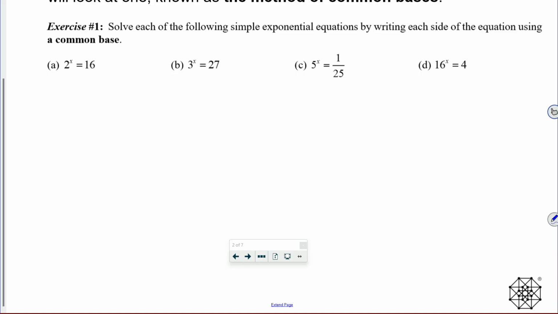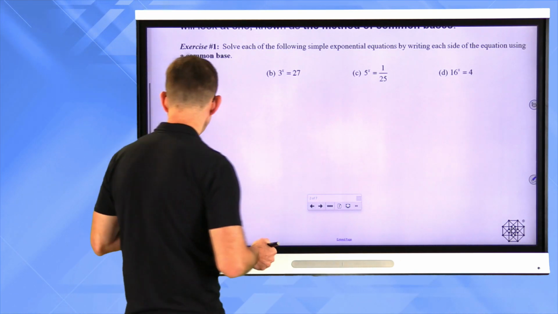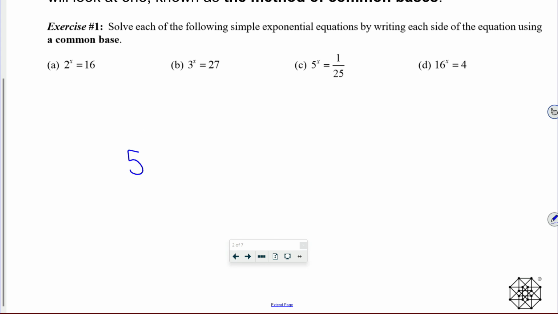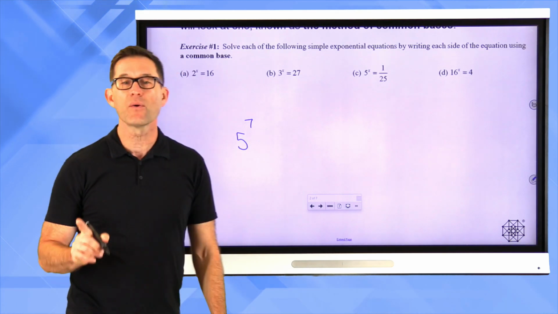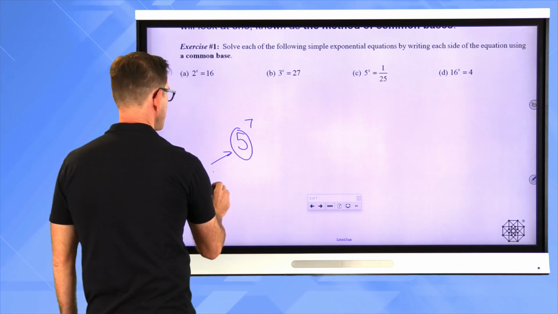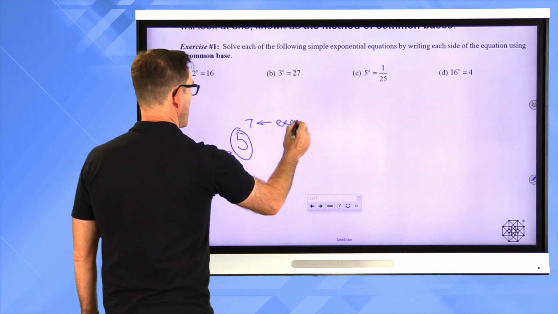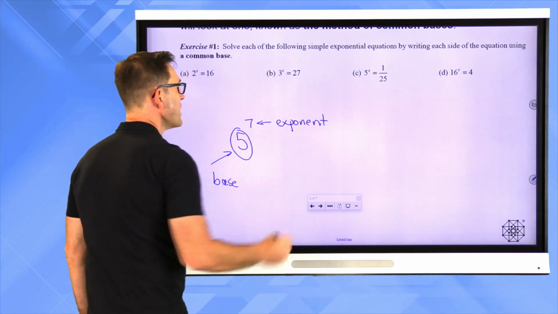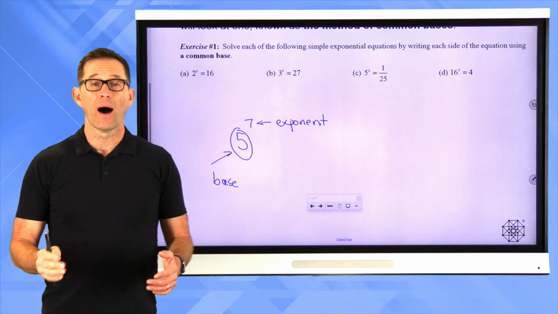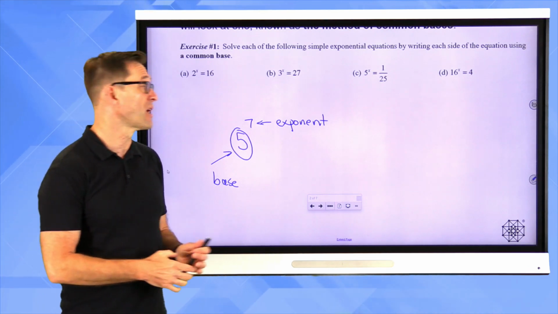Solve each of the following simple exponential equations by writing each side of the equation using a common base. So just keep in mind, whenever we have something that looks like, I don't know, 5 to the 7th, just so that we all have the same terminology, this is the base, and this is the exponent. So when we say write each side with a common base, we want the number that's sitting down here to be the same in each case.